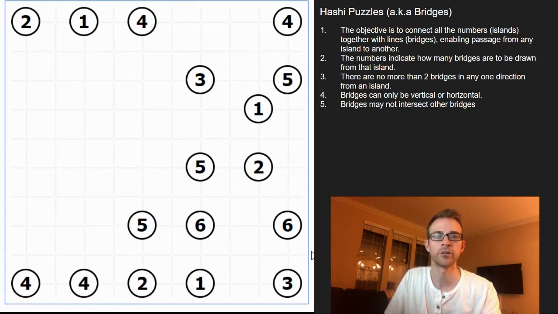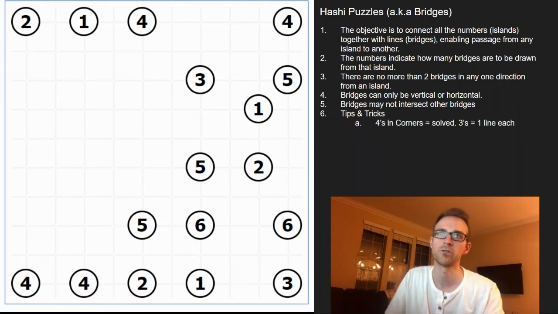What I'm going to go ahead and do is try to solve a puzzle or two for you and share some common tips and tricks that will hopefully make it easier for you to solve some of these on your own in the future. So the first place that I start is typically going to be the corners. So if we look for 4s or 3s in the corner, we know we can already start drawing some bridges.